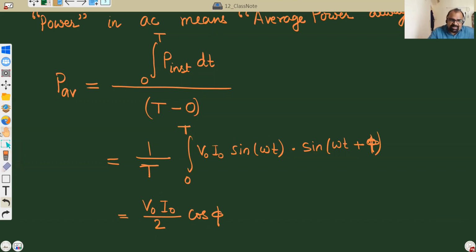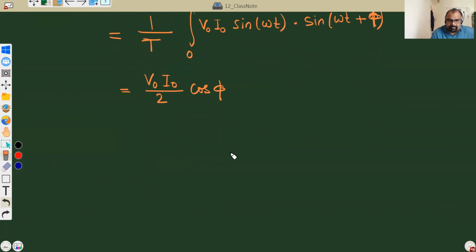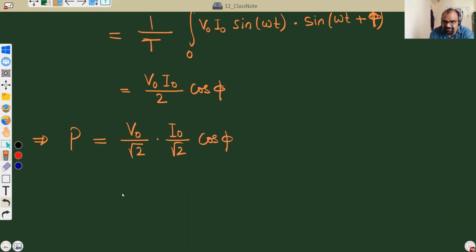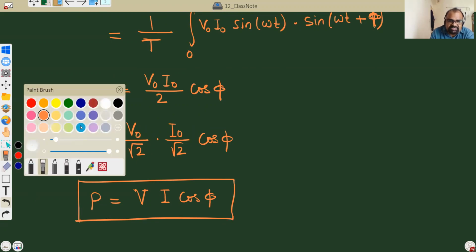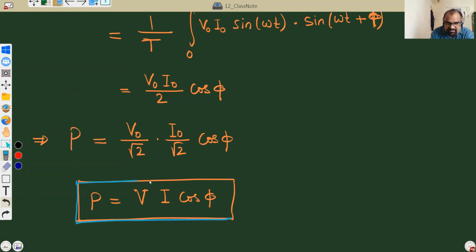Okay. So this is basically average power or simply power. In fact, you don't have to write average. When I write power, it means average only. So I can write like this, V naught by root 2 into I naught by root 2 into cos phi. Okay. Now V naught by root 2 is VRMS. I naught by root 2 is IRMS into cos phi. So this is the power delivered by AC source. Okay. This is a very famous formula.